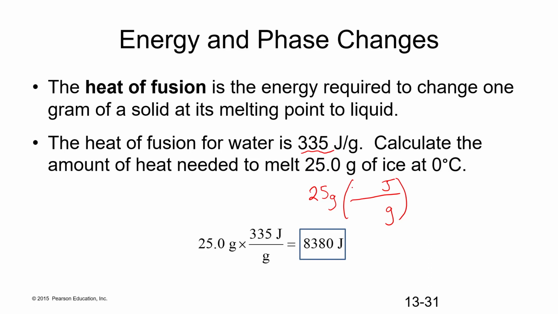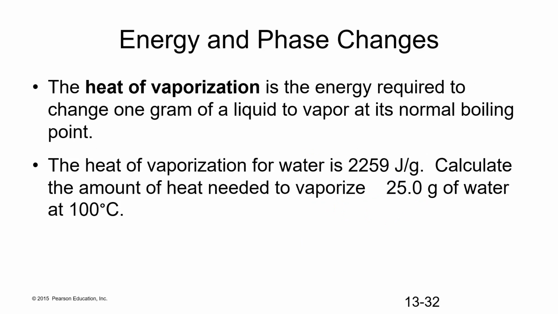It's 335 joules per 1 gram. And then I would set that equal to, and then we would calculate the answer. So we still get the same answer, it's just I use the parentheses and the conversion factor, so it's a little bit more obvious. Same thing with this one.